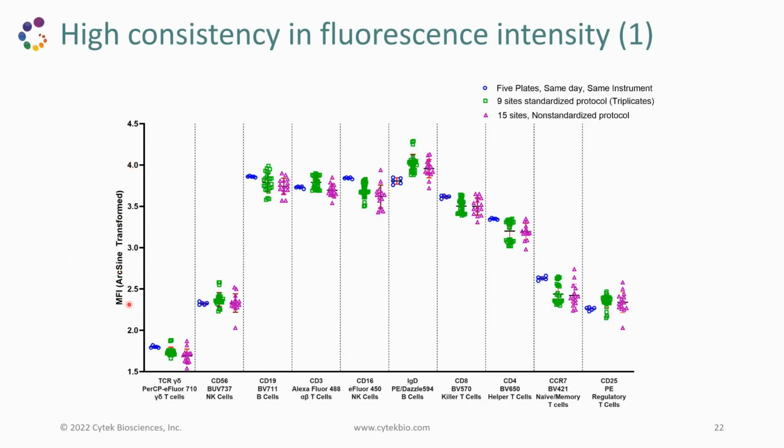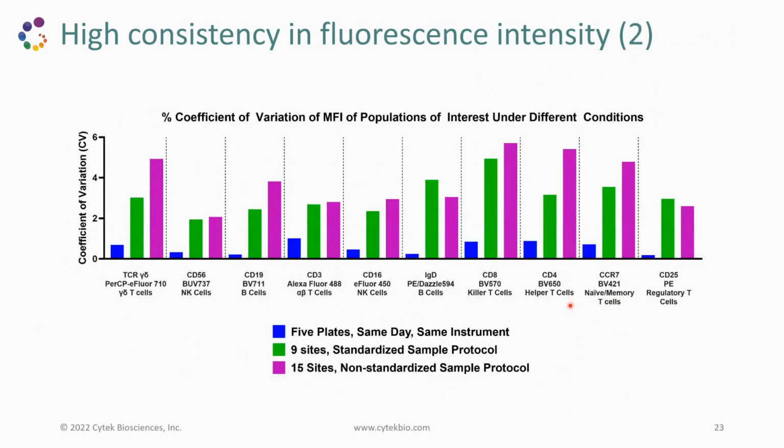The y-axis is MFI in an arcsinh transform scale, and on the x-axis the different populations that we have been following, same color code, so the blue very tight, and you're going to see that yes, there is spread in the MFI as we go through more sites, and that spread gets more significant if we don't have a very tight control on what's happening at the sample end. These are the CVs. And you're going to see that the CVs across all the populations that we follow for the MFI are very, very tight.